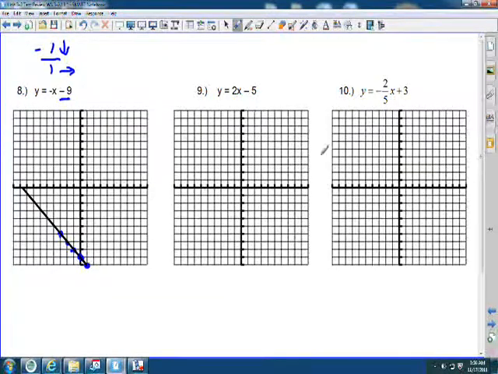The next one, plot the y-intercept negative 5, and my slope is 2, which is 2 over 1. Tells me to go up 2 to the right 1. Up 2 to the right 1 and put a dot. Up 2 to the right 1 and put a dot. Now I can also go backwards and go down 2 to the left 1. And I'm going to draw my line.